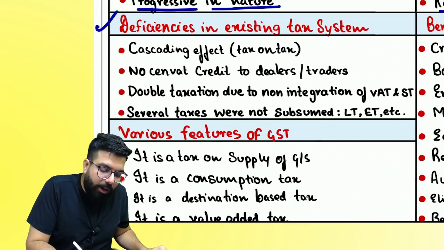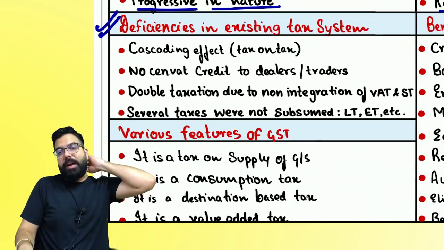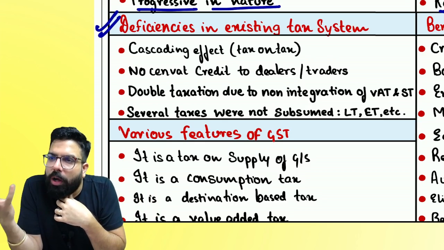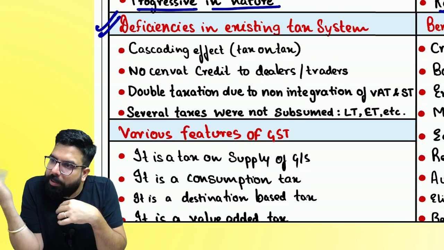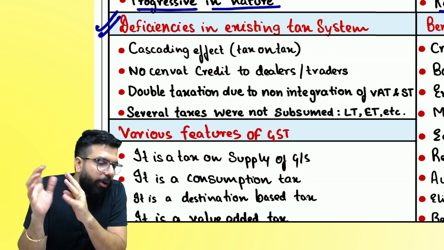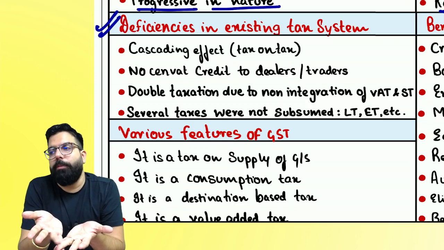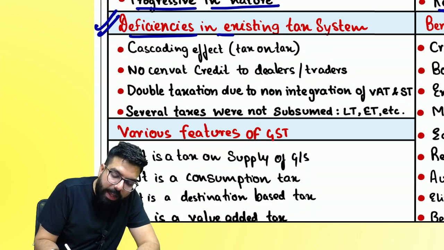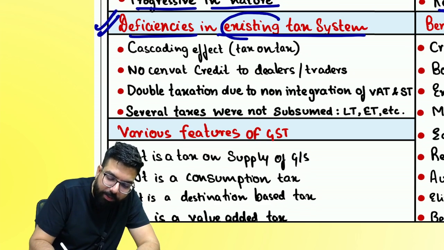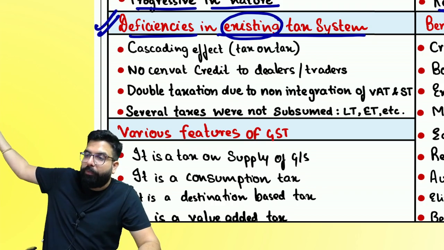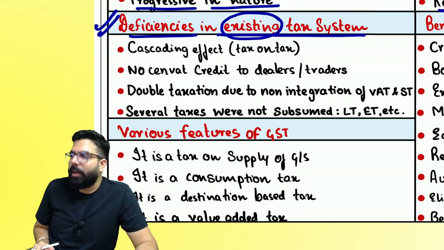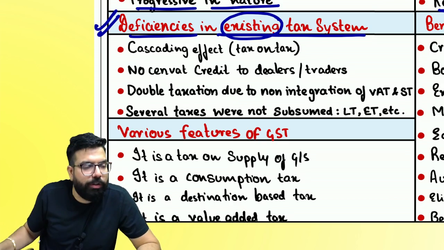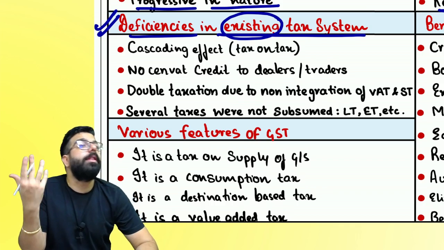Now, I've written over here what were the deficiencies in the earlier tax system. People, for anything new to come, there has to be a problem in the earlier tax system. If there was no problem, why will something new come? Do you guys agree with me? So, what was the deficiency in the existing tax system? Existing means what was existing before GST? When GST came in 2017, the existing was the earlier taxes, no?